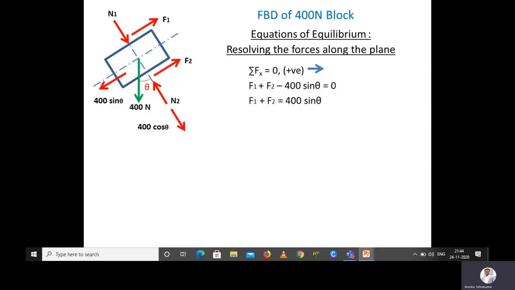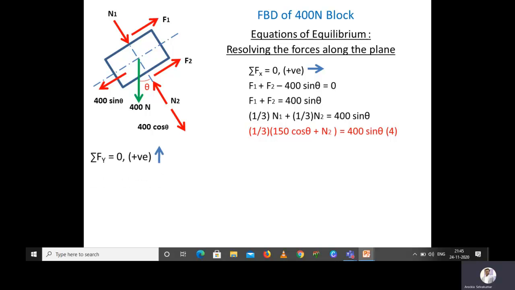So we can substitute F1 and F2 in terms of mu and N. So 1 by 3 N1 plus 1 by 3 N2 is equal to 400 sin theta. In this equation we can take 1 by 3 as common, so it will become 1 by 3 multiplied with N1 plus N2, and we have already calculated N1. We can substitute that value so that we will get 1 by 3 of 150 cos theta, that is N1, plus N2 is equal to 400 sin theta. This particular relation we can take as equation number 4.